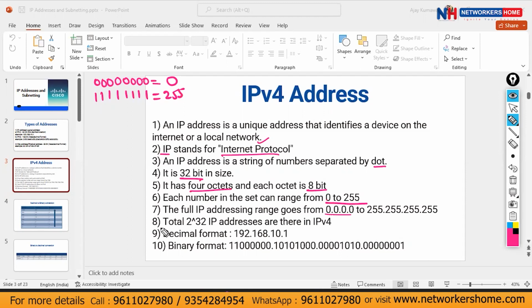Then the total number of IPv4 addresses is 2^32, and 2^32 is somewhere around 4.3 billion. And this is the decimal format of the IPv4 address, and this is the binary format. And now we'll see how to convert from decimal to binary and binary to decimal. Is it clear? Okay. Now we'll see the conversion.